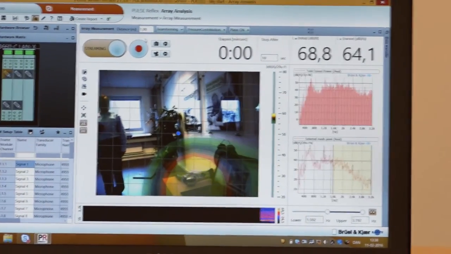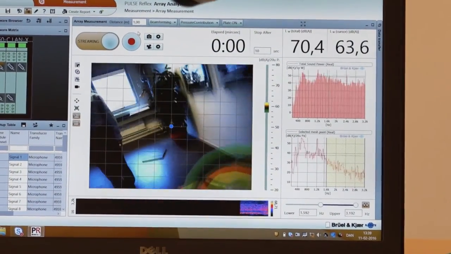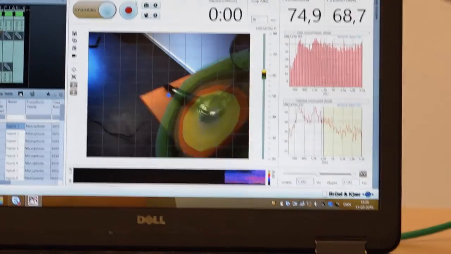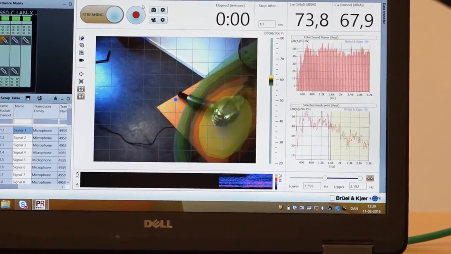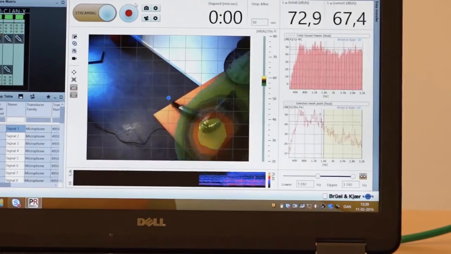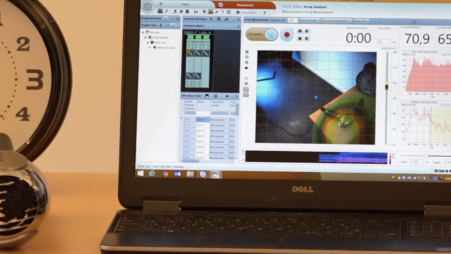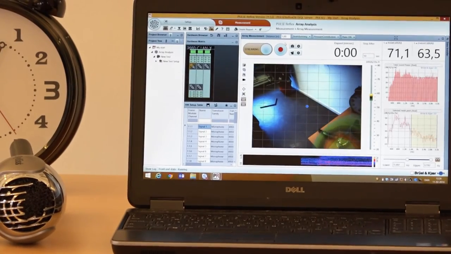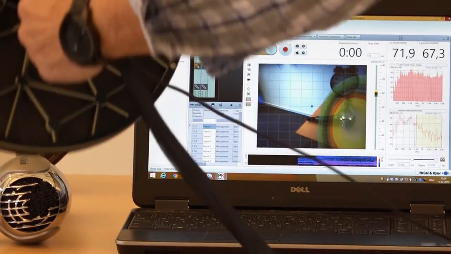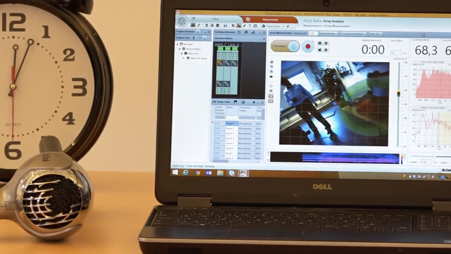Front end is detected, and we have a real-time map with a spectrogram, with a spectrum, and with the sound pressure levels at the individual points. We've also got the sound power, A-weighted and linear, all within 4 minutes.